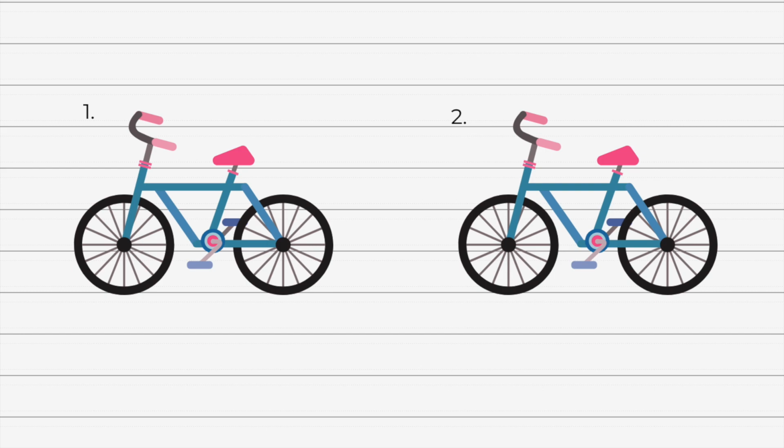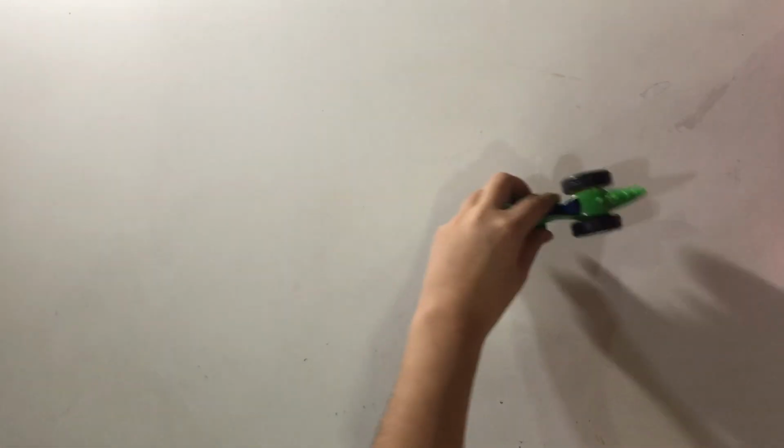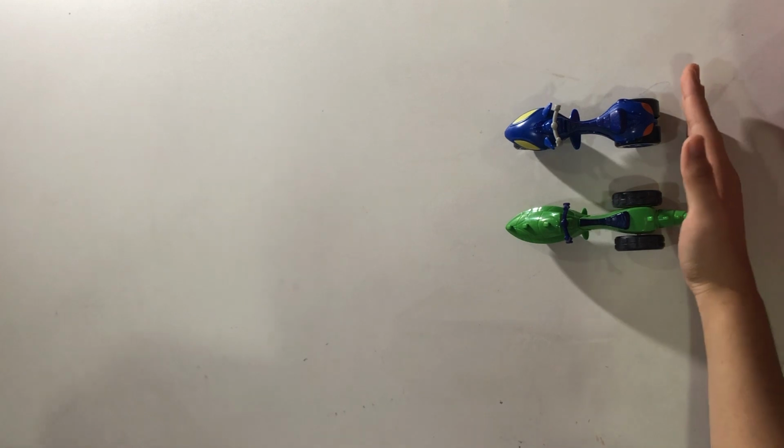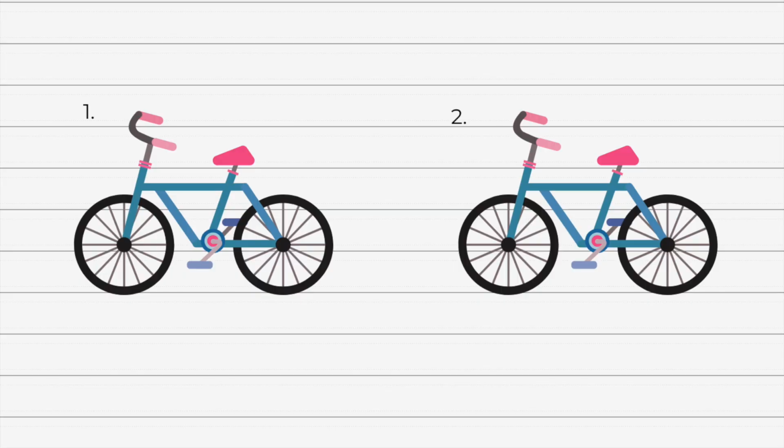Our next example is two identical bikes. I will push them at different forces so we can see what will happen. As you can see from that push, the one that I pushed further or with more force went further.